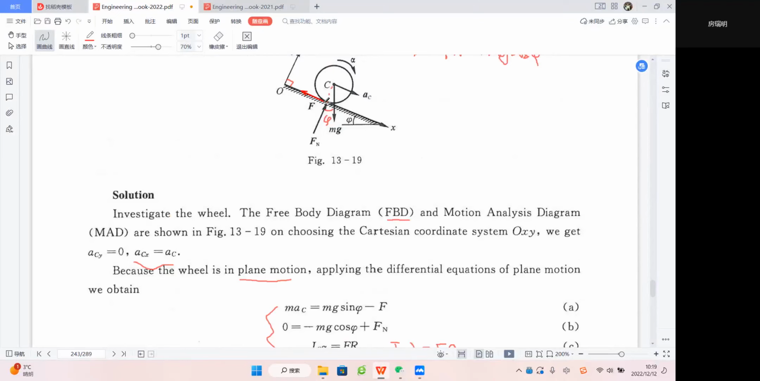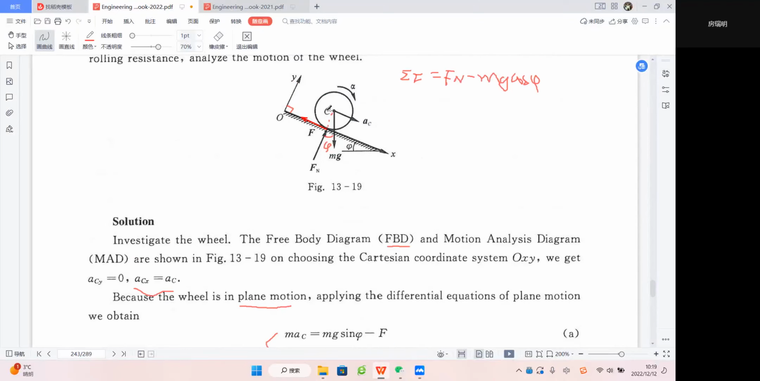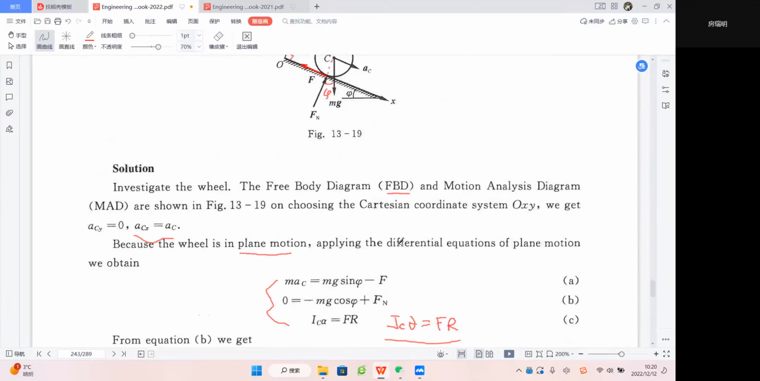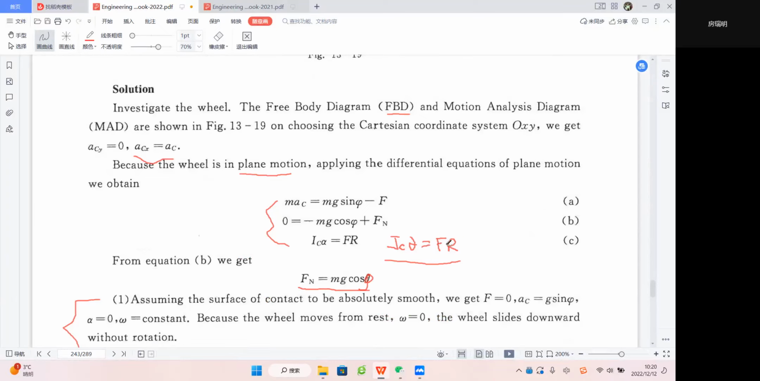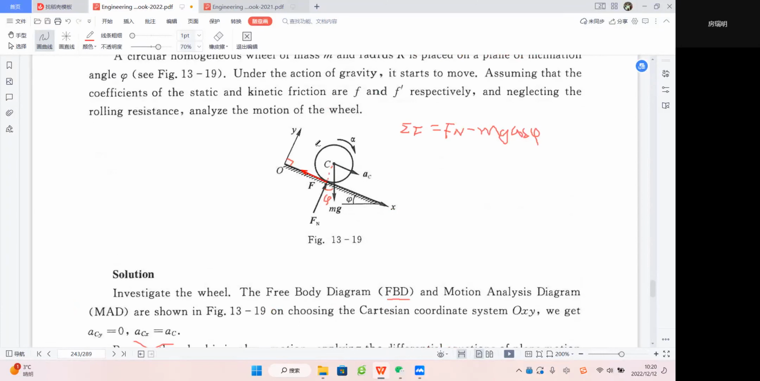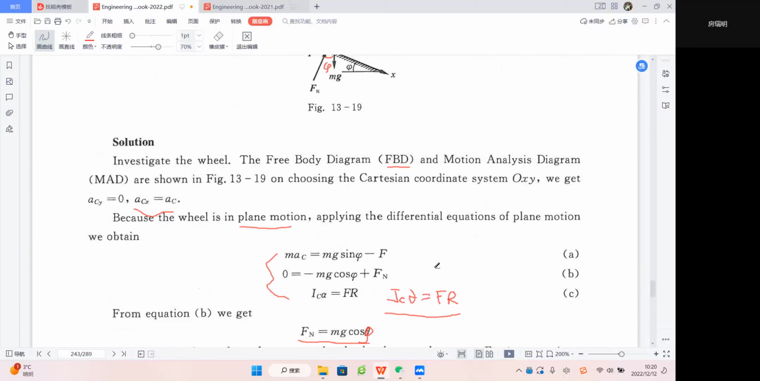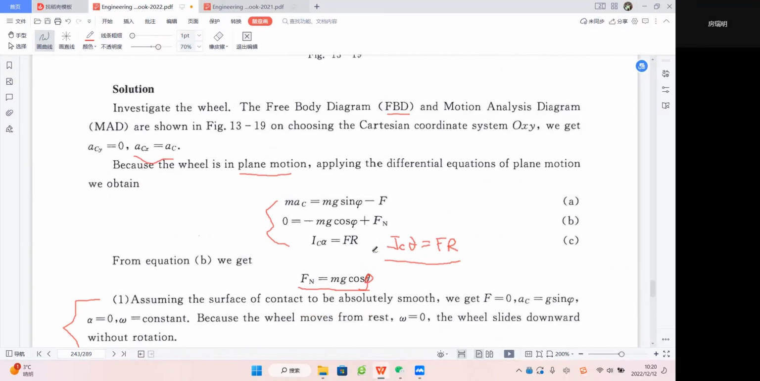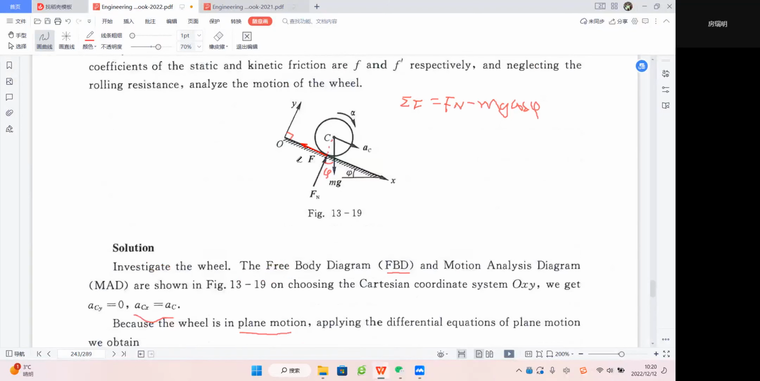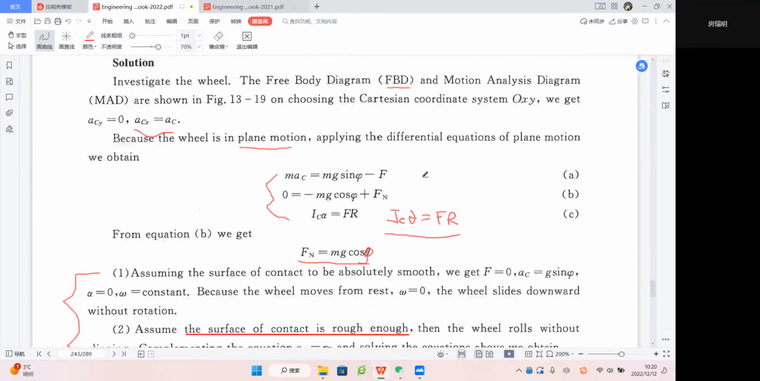So only F will have a moment about C, which is along the same direction of alpha. So we have J_C alpha equal FR. Why is this part positive? Because FR, this moment direction is consistent or the same with alpha. If we assume alpha will be along the opposite direction, then we will have to give a negative sign here, right? So actually, according to our analysis, we have these three equations. Actually, in the plane motion of a rigid body, there are three differential equations, right?